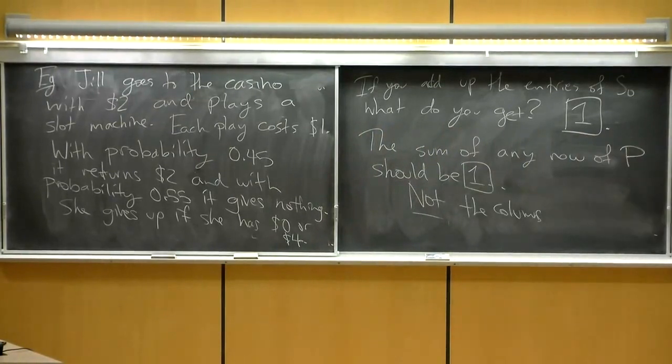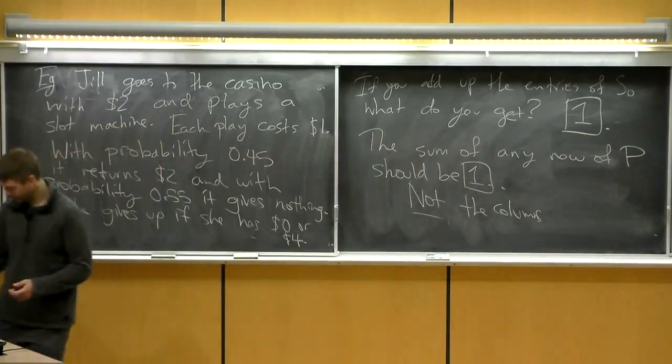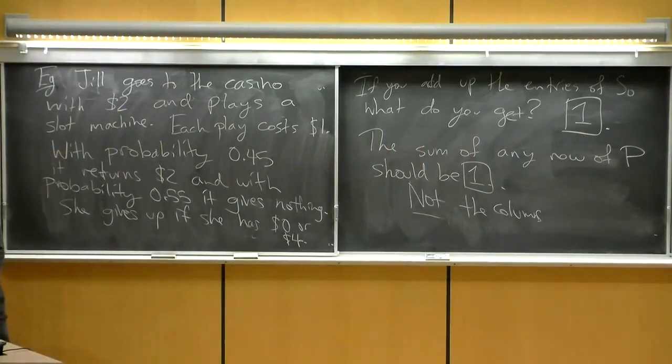Right, because you can see here, this column adds up to 1.55. This column adds up to 0.55. This one actually does add up to 1, but that's just a coincidence. Generally speaking, the columns don't add up to 1, right? Any questions about any of this so far?